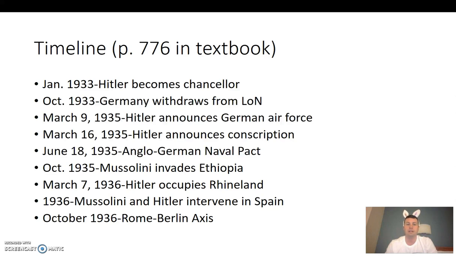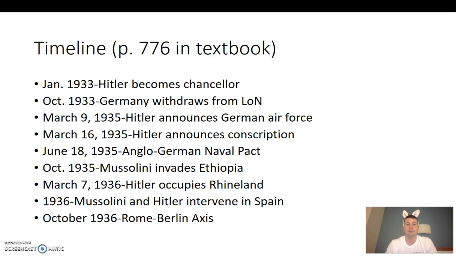Mussolini is going to invade Ethiopia, trying to right a wrong from way back in imperialism, where Ethiopia hit the Italians pretty hard, and it was a huge embarrassment as Italy tried to become an imperialist nation. Then Hitler is going to occupy the Rhineland, which we'll get into a little bit later on too.